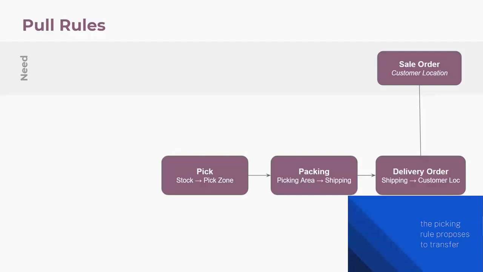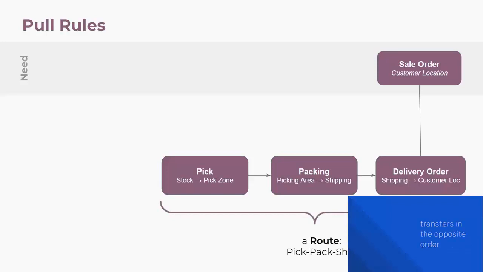As we continue the process to fulfill the need, the picking rule proposes to transfer products from our stock to the picking area. All of these documents are pre-generated and wait to be processed in the future. Later on, the operator will process these transfers in the opposite order. First, the picking, then the packing. A set of rules like this is called the pick, pack, ship route.